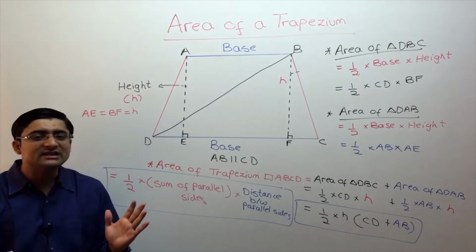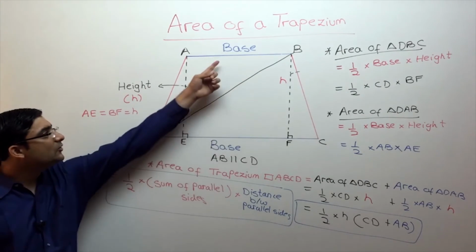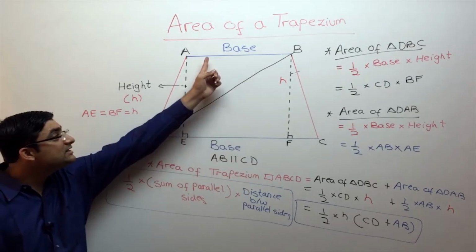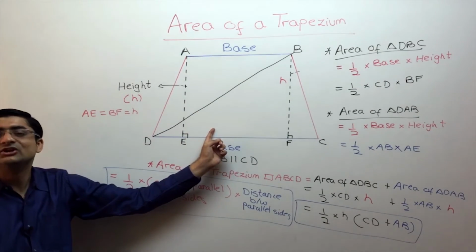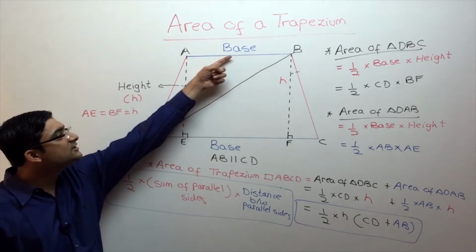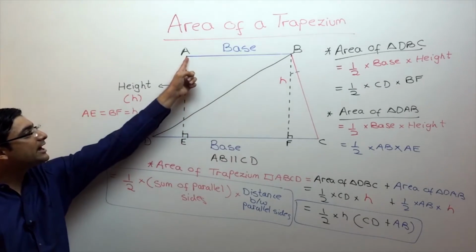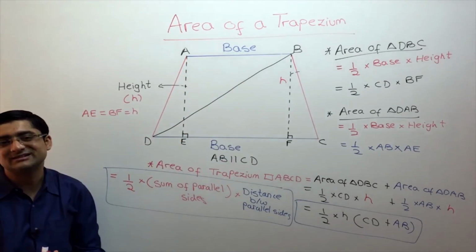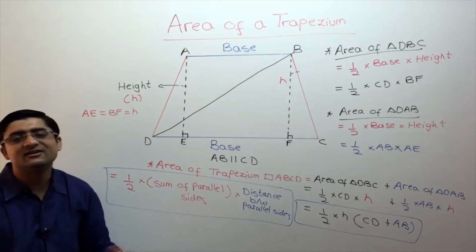So whenever we have to find the area of a trapezium, what do we need? We need the length of the two bases and we need the distance between the two bases. So what is area of a trapezium? Half sum of parallel sides multiplied by the distance between the parallel sides. So this is how we find the area of a trapezium.